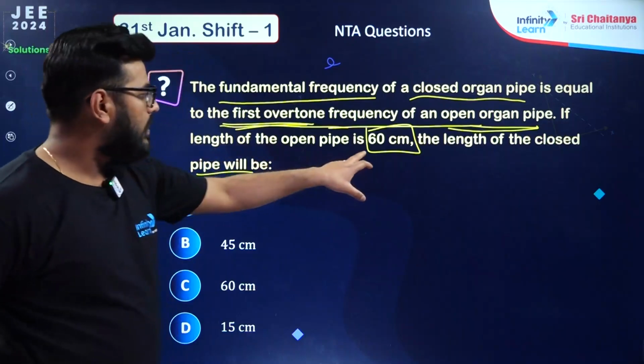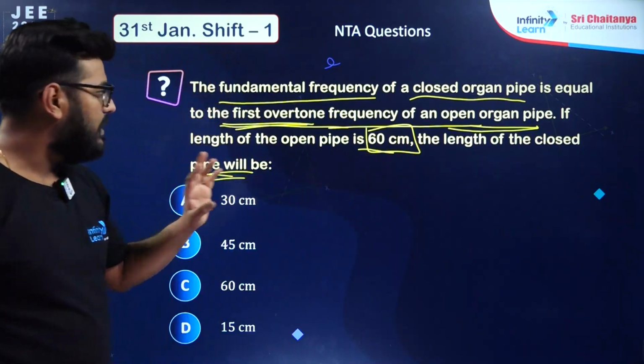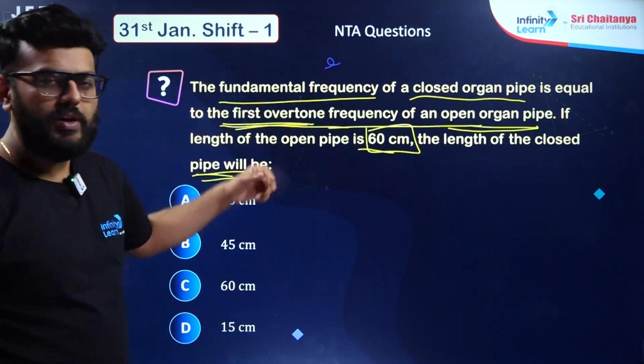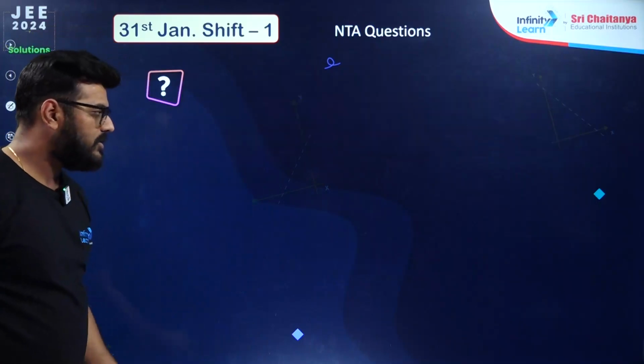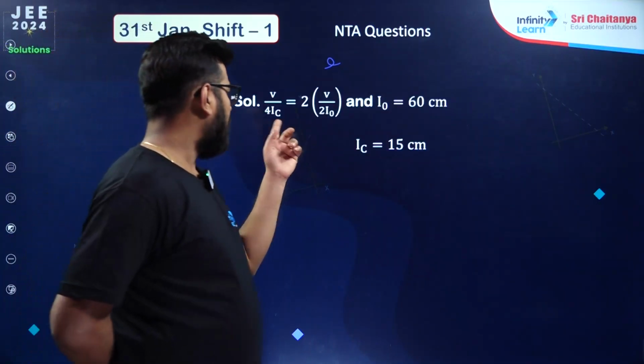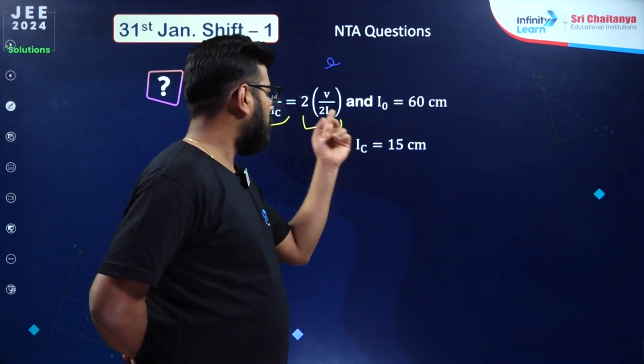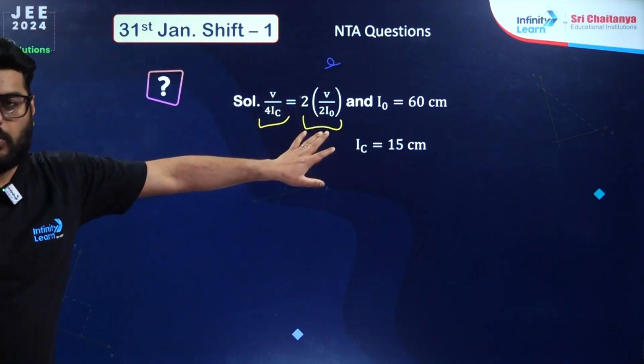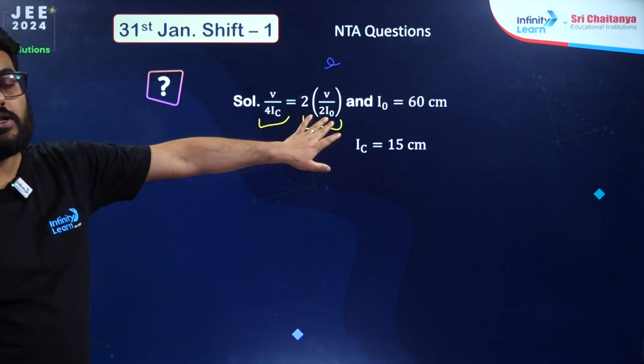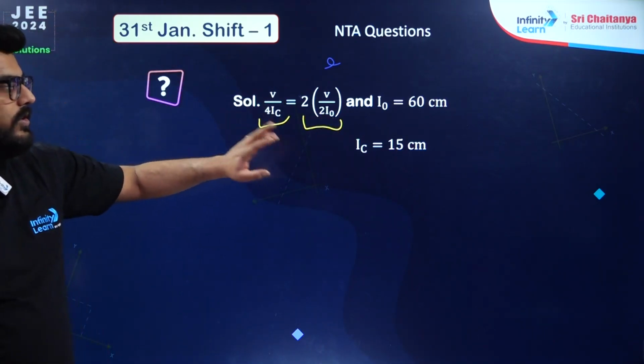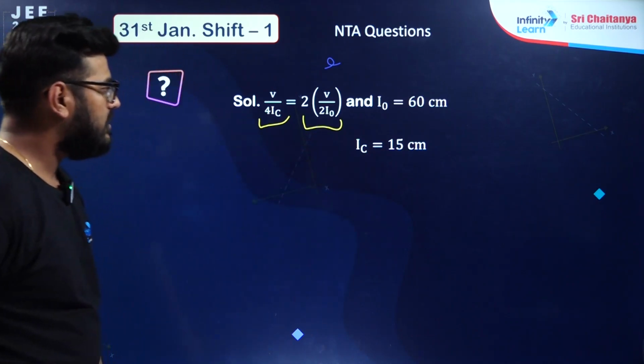And if the length of the open pipe is 60, then the length of closed pipe will be. So they are equating them, you will get the value of the length of the pipe as well. It's a simple process. V by 4 LC will be equal to 2 into V by 2 L naught. L naught is for the open one, and LC is for the closed one. You'll get the value of LC, that is 15 centimeter.